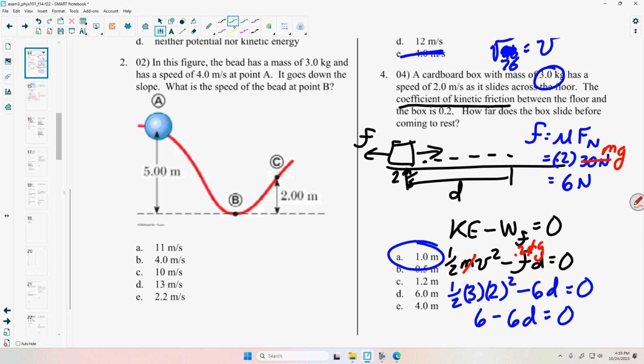There are different ways that you can approach it, but you always have to approach it from this energy perspective. Yeah, that's the way we did it here. You had them rearranged a little bit differently, but it's okay.